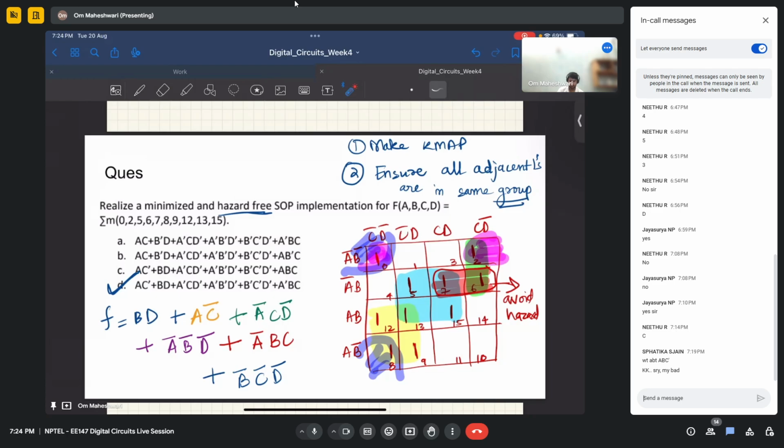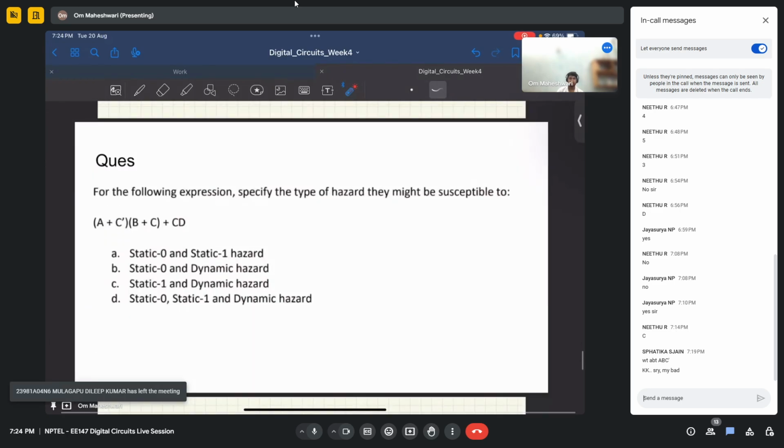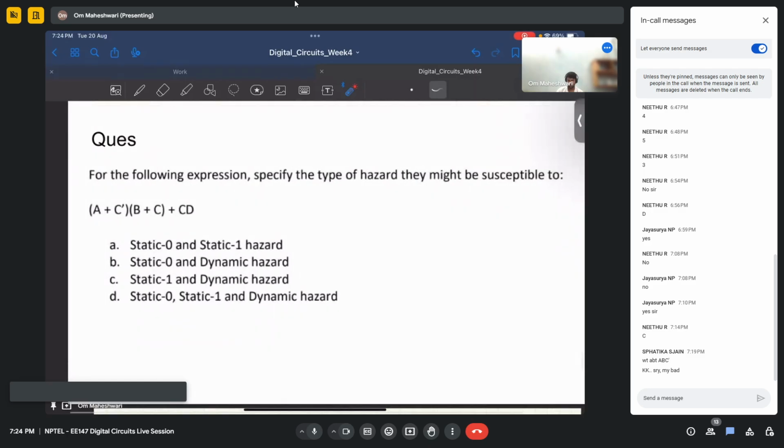I have one more question, which is also based on hazards. This was the question I think one of you was asking, maybe Neetu only. How do we identify which type of hazards are there? We have this expression. First, we need to tell which type of hazard they may be susceptible to. So, for this question, how do we solve it?